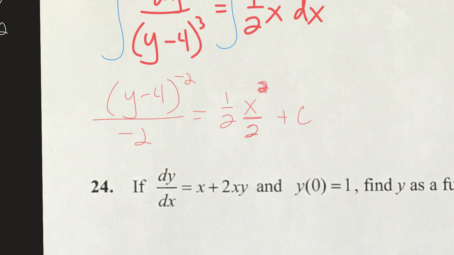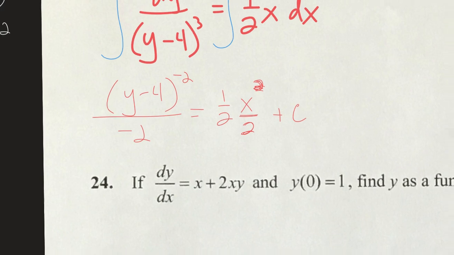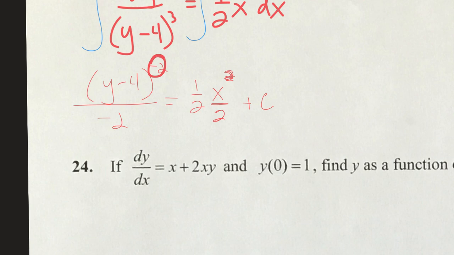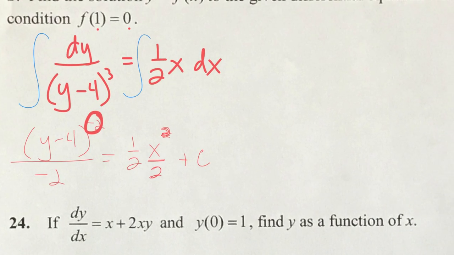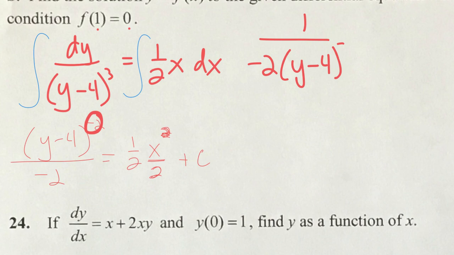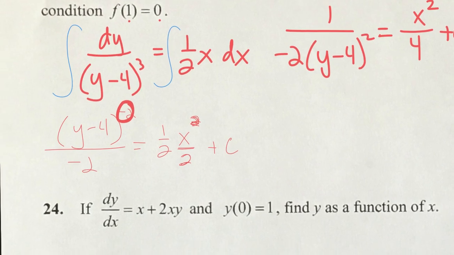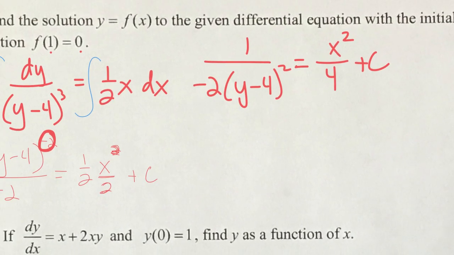So let's see if we can make this a little bit simpler. I'm going to take my negative exponent and put it back in the denominator. So that's 1 over negative 2 times (y minus 4) squared equals x squared over 4 plus c. Okay, there we go.